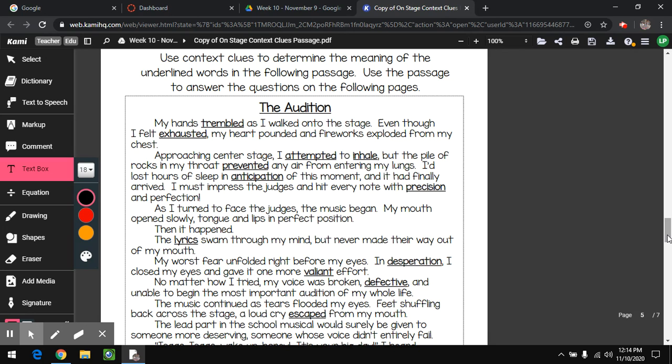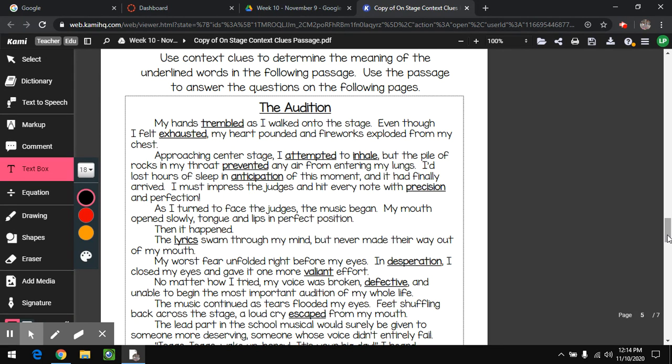My hands trembled as I walked onto the stage. Even though I felt exhausted, my heart pounded and fireworks exploded from my chest. So you are going on an audition, and you are getting on stage, right? What would your hands be doing as you walked on the stage if you were about to do something in front of a lot of people?